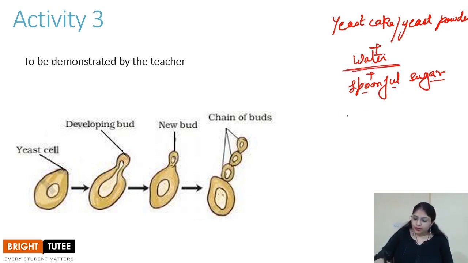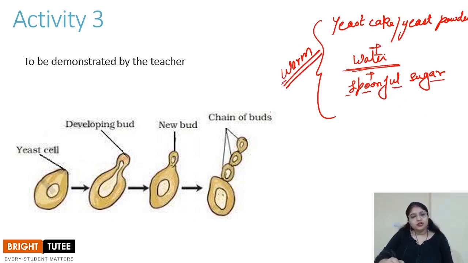Now you are going to keep this whole setup in a warm area. This provides the optimum temperature. So both the requirements, the food and the optimum temperature, are fulfilled, and the yeast will start growing and reproducing. To observe this, you are going to take a drop of solution from the whole solution that you have made, put it on a glass slide and observe it under the microscope.